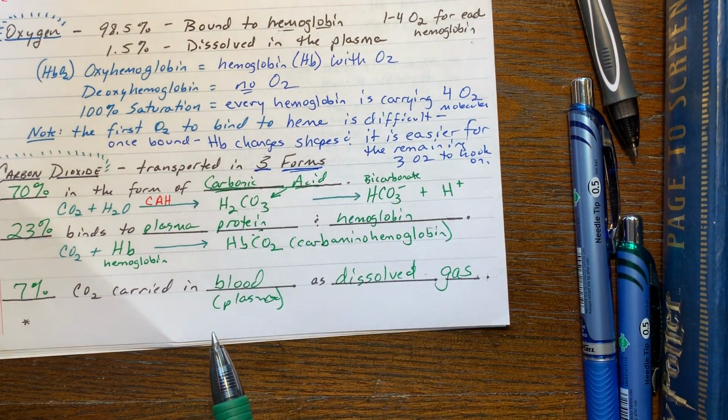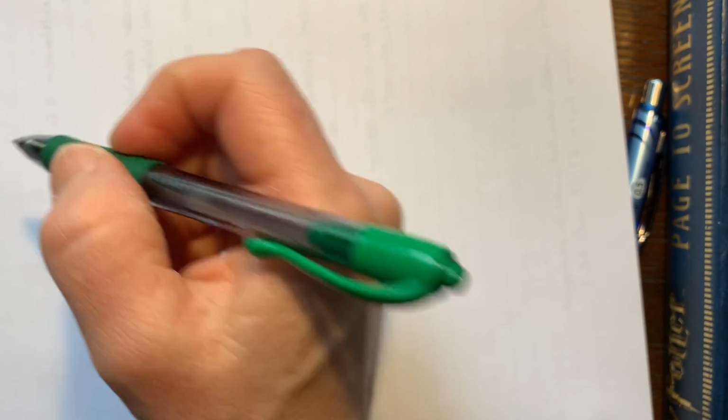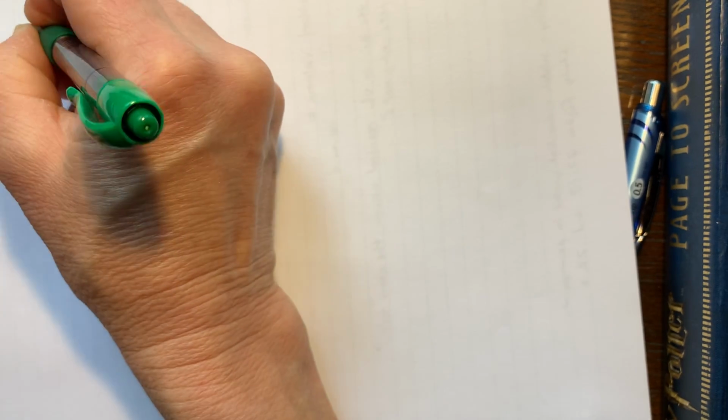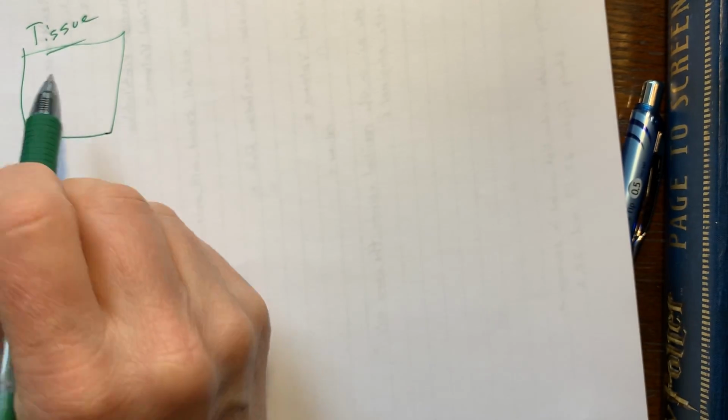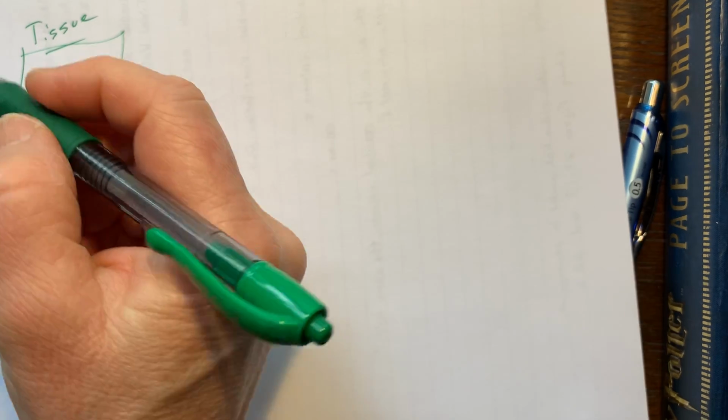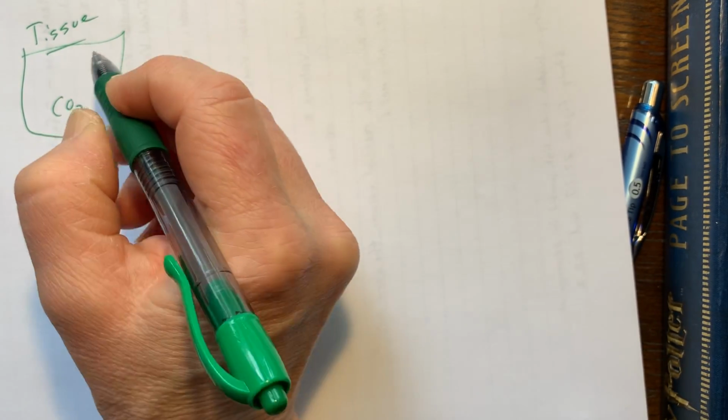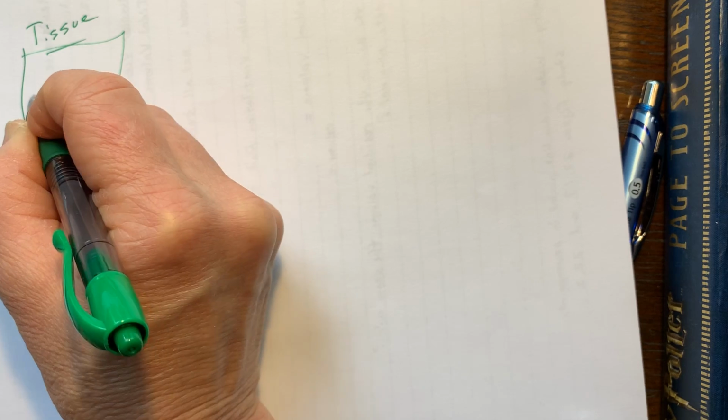Now, I don't want you to write right now. I just want to draw a quick picture and show you something, all right? Just watch what I mean. So let's say that this is a tissue cell. I'll make it better in a minute. So this tissue cell, we have carbon dioxide in here. And let's say that we have 70%.